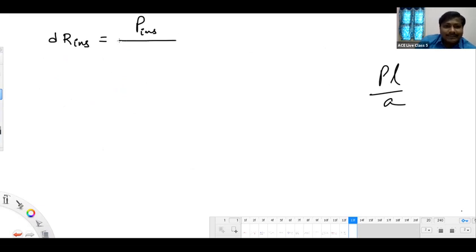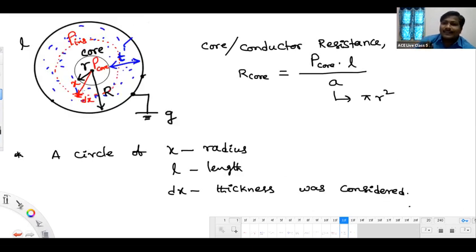What is A here? Anybody? Area of cross section through which current is passing out. First, you tell me this one. Else you can say area measured perpendicular to the direction of the current. Very simple question.